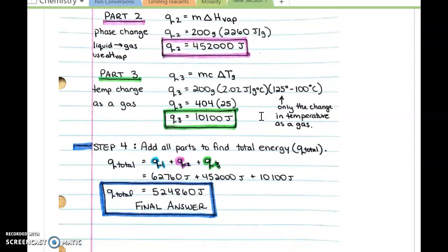So step 4, we're looking for the total amount of energy that was used to do this process. So we just add up all the parts to find our total energy. Our total energy is Q1 plus Q2 plus Q3. We add them all together. We get Q total of 524,860 joules.